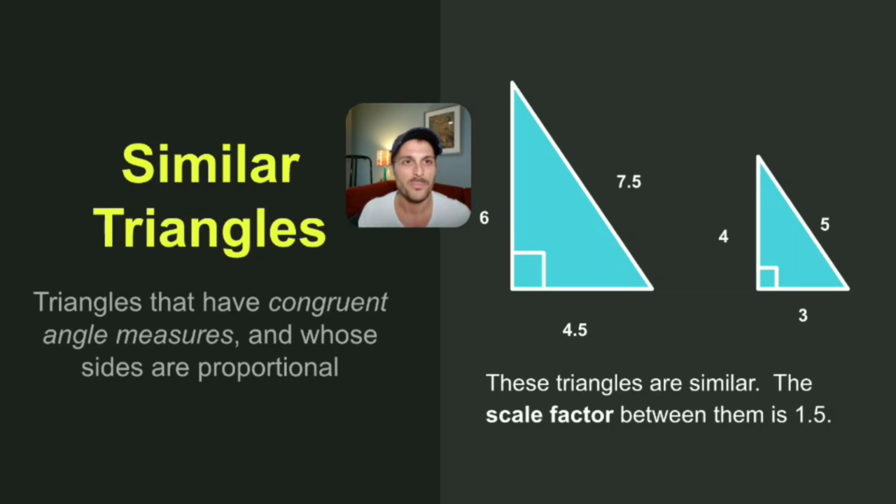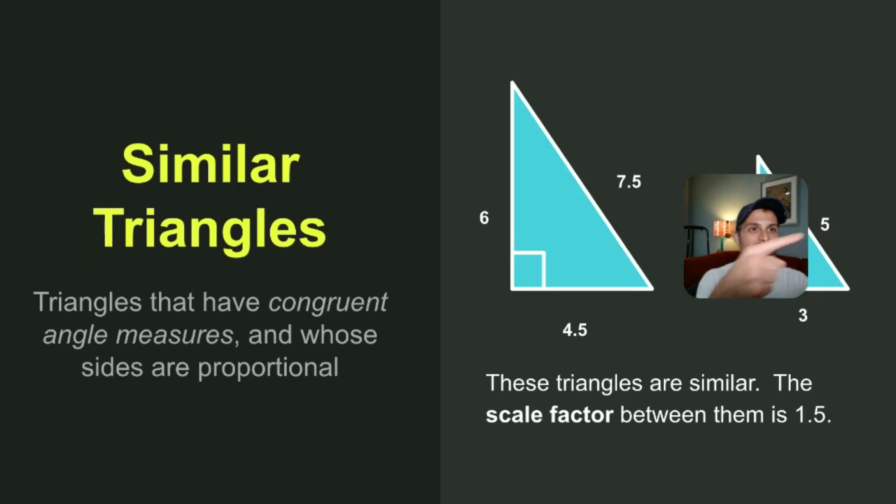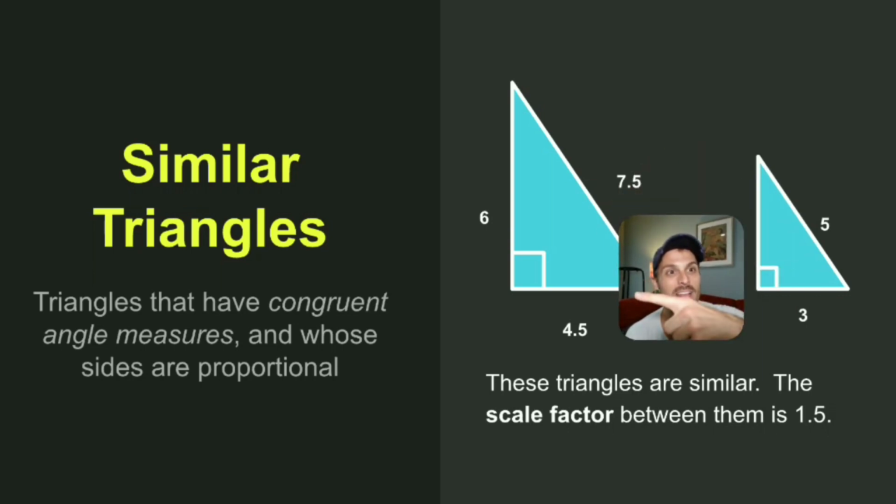Let's look at that. 6 over 4, that is 1.5. 7.5 over 5, that side and that side, because they correspond. When I divide 7.5 by 5, that is 1.5. Here, that side corresponds to that side. 4.5 divided by 3 is 1.5. The ratio of all the corresponding sides is 1.5, which is called the scale factor, by the way. And that means those triangles are similar.